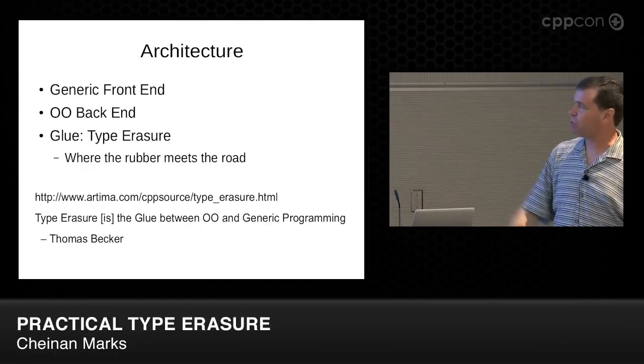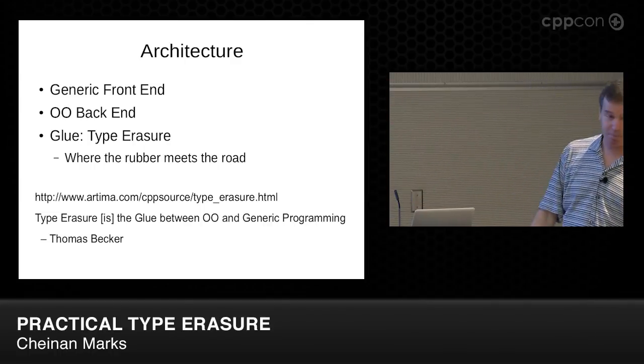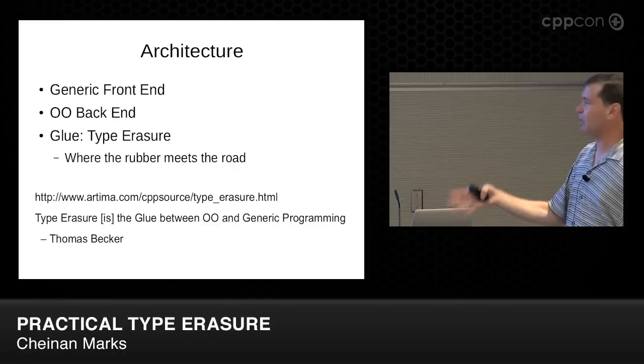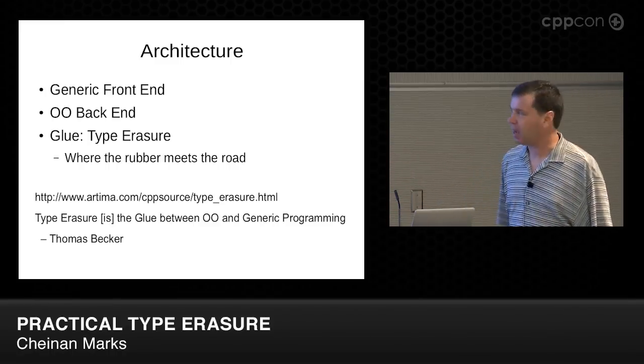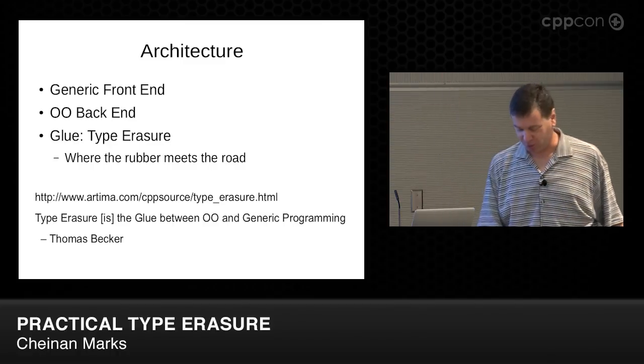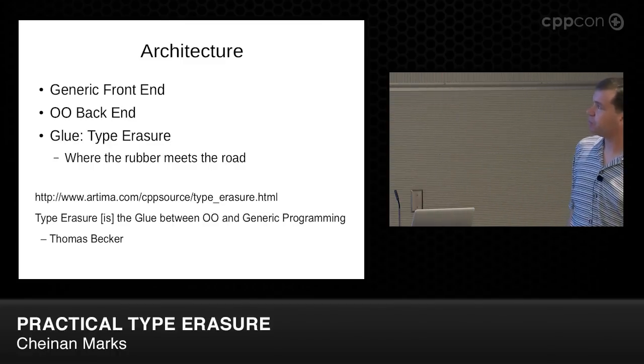The term I used is where the rubber meets the road, but Thomas Becker said it better. He literally said it: type erasure is the glue between object-oriented and generic programming in his article. And so I just stole his better notation.